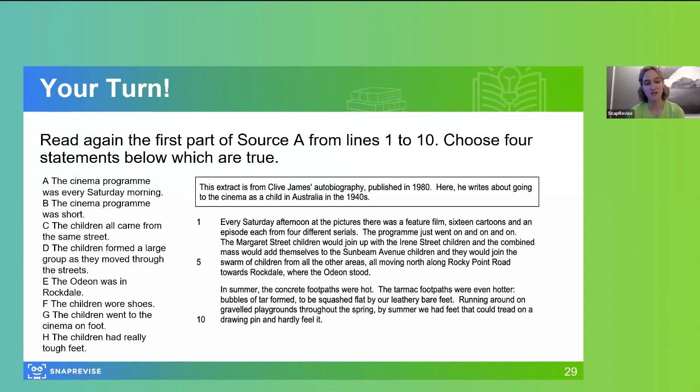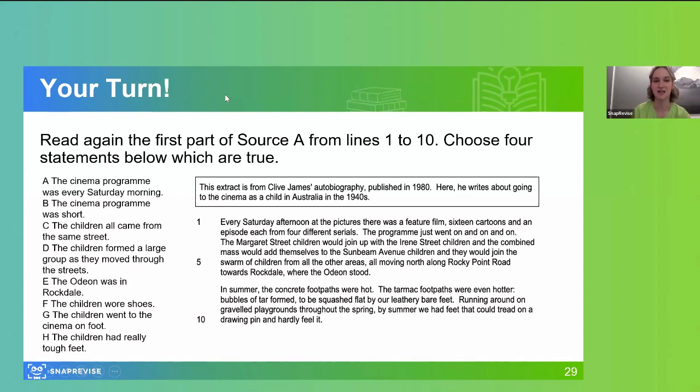G, the children went to the cinema on foot. Is that true or is that false? That the children went on foot, so did they not go on bikes? Yes, it's true that they went on foot, because again, it talks about the fact that they were walking barefoot. And then H, finally, the children had really tough feet.